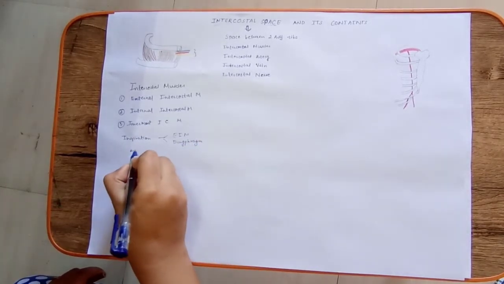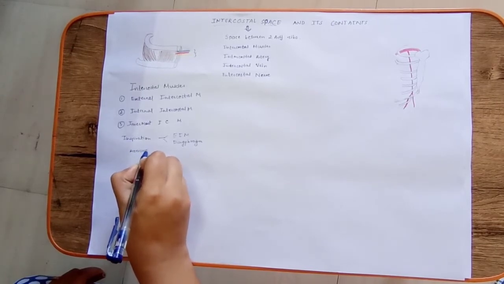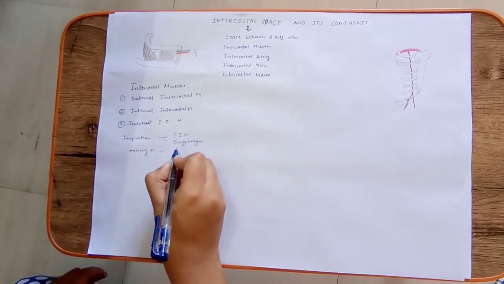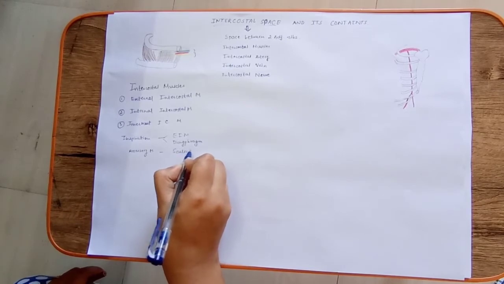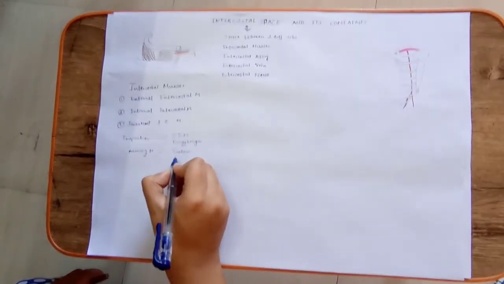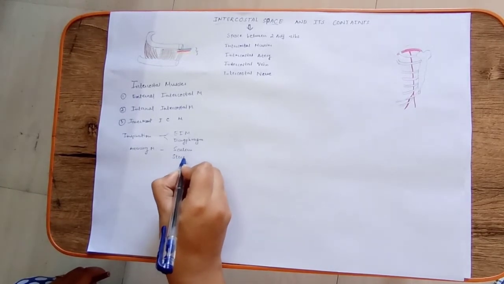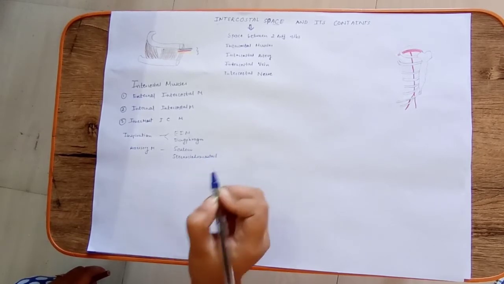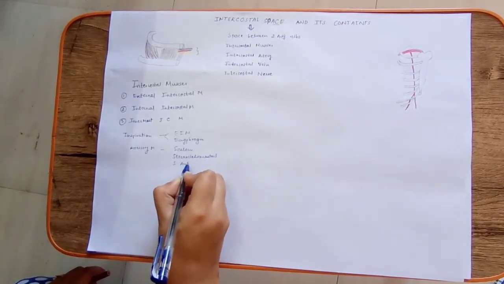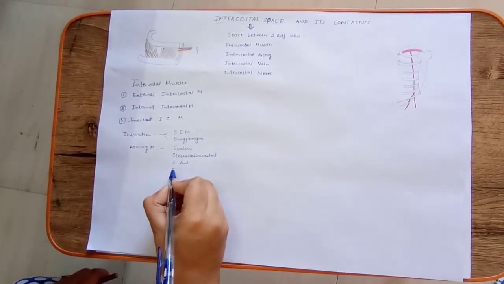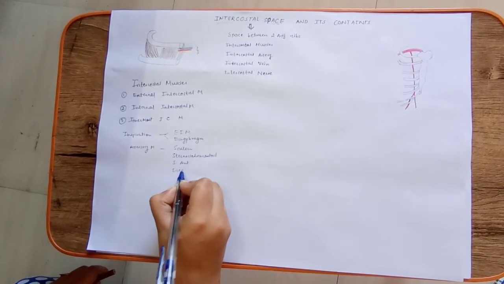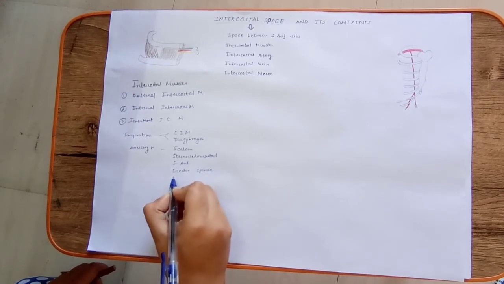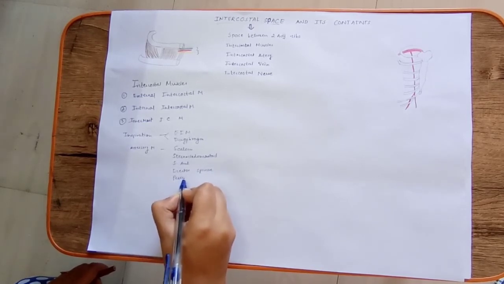The accessory muscles are the scalene muscle, sternocleidomastoid, serratus anterior, then erector spinae, and the pectoralis major and minor muscles.